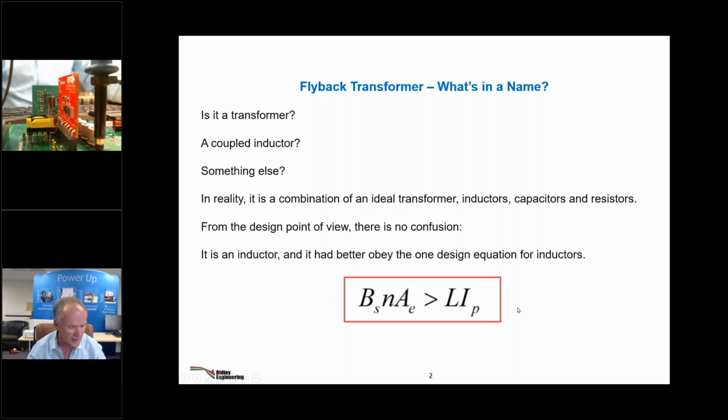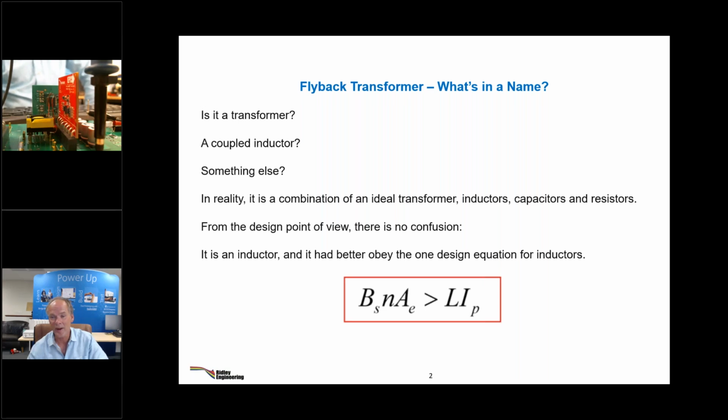Now, here's the funny quirk in our industry. If you buy an off-the-shelf flyback, just about all the off-the-shelf flybacks will not tell you what the turns count is. They will not tell you what the area of the core is. So you have no worst case analysis. You have to dig in and get that information.